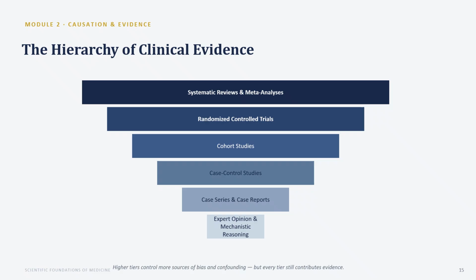So coming to the next thing, which is the hierarchy of evidence, medical evidence is ranked by reliability. Systematic reviews and meta-analyses provide the strongest evidence, while expert opinion provides the least reliable evidence.